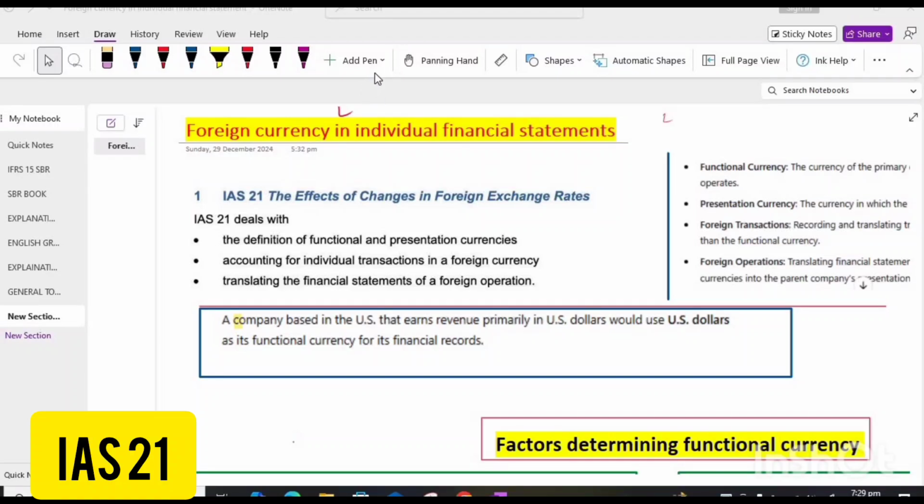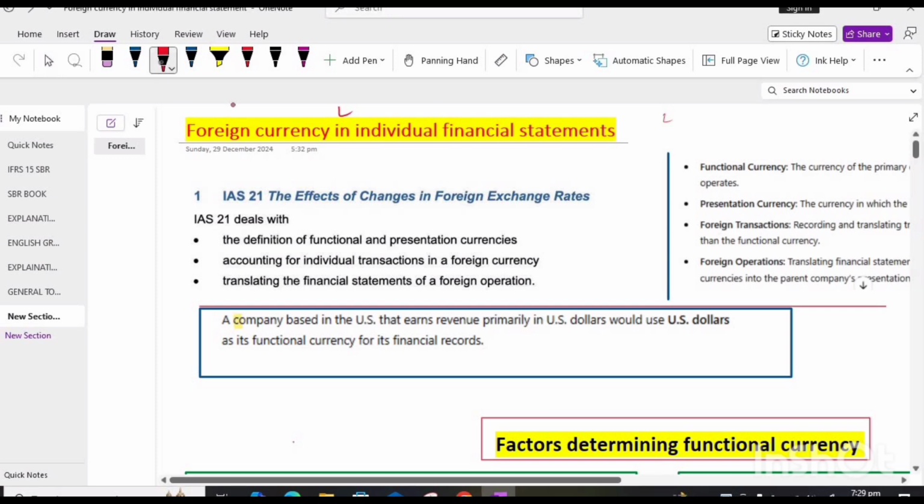Okay, guys, today we have to discuss a very interesting standard, and that is related to the effect of changes in foreign exchange rates. The standard is IAS 21. This standard deals with the functional and presentation currency, and also with the accounting for individual transactions in foreign currency, and then the translation of the financial statements of the foreign operation. Clear?